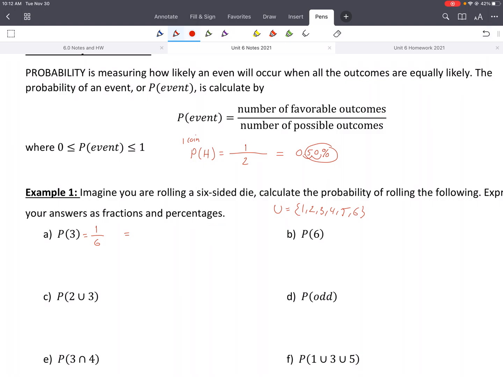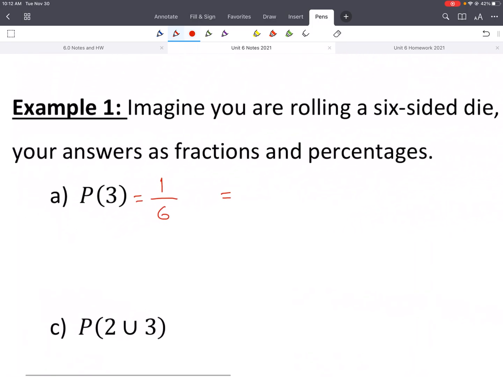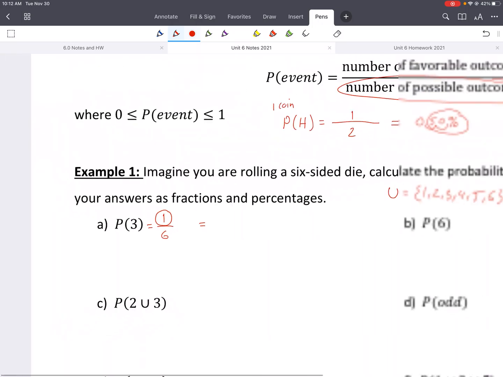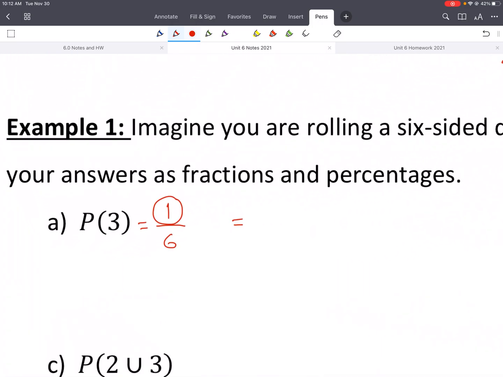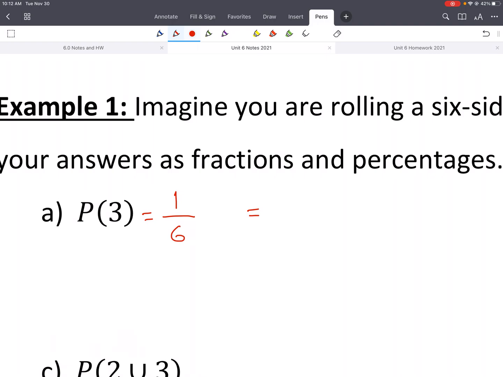Okay, so here we're rolling a 6-sided die. Our outcomes are 1, 2, 3, 4, 5, and 6. So the total possible outcomes for everything is going to be 6. It's going to be out of 6. So here, what's the probability of rolling a 3? Well, there's only one way to roll a 3. So that's our favorable outcomes, what we want. And our denominator is the possible outcomes. There's 6 ways to roll a die. So our fraction is 1/6.